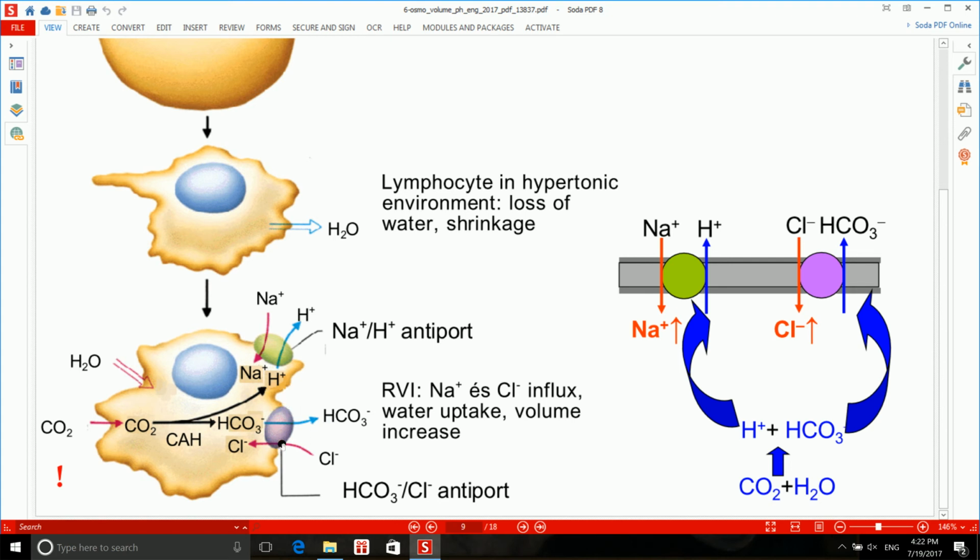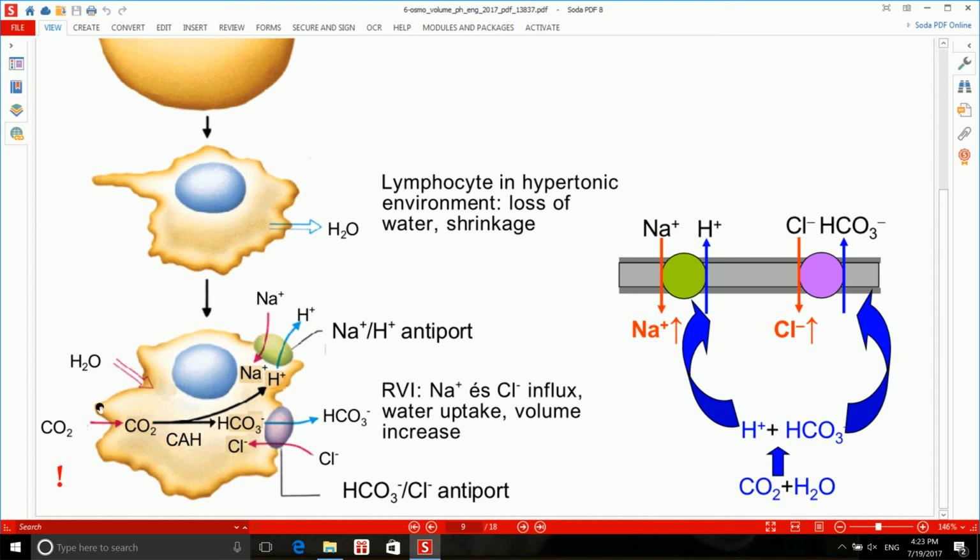But again, this transporter is an antiporter. So while it's transporting bicarbonate outside the cell, it's also transporting chloride ions inside the cell. So what we will have at the end is sodium ions and chloride ions, basically salt, inside the cell. So the concentration of inorganic ions will rise, and when that happens, the osmolarity of the cytoplasm of the cell will rise and water molecules will come back to the cell.